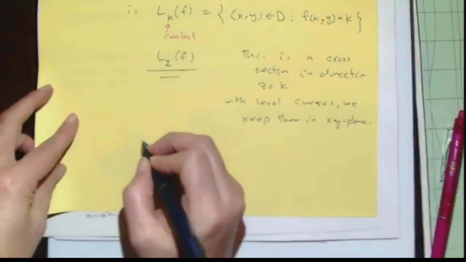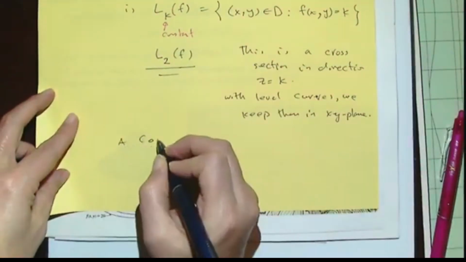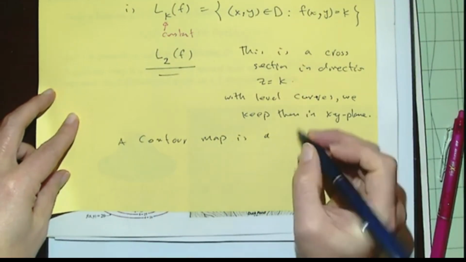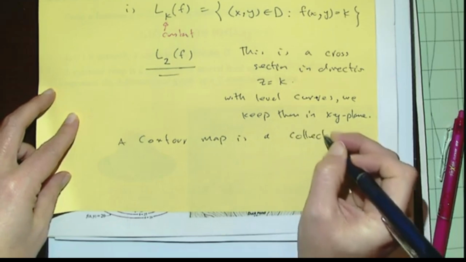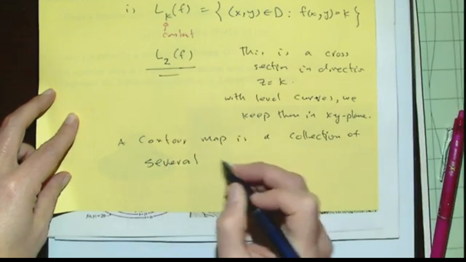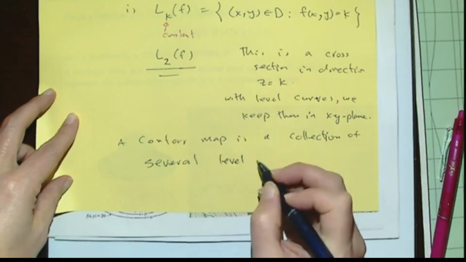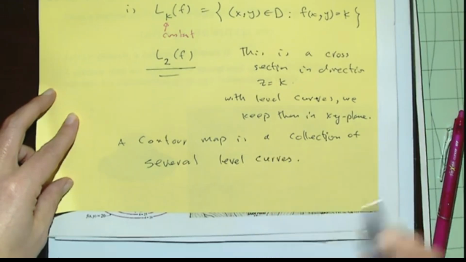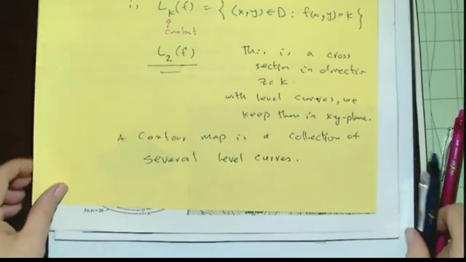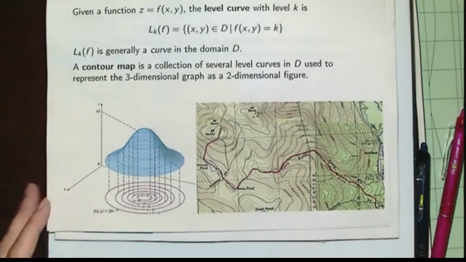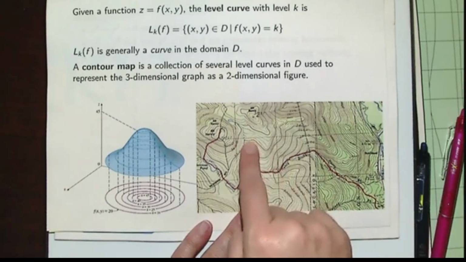So a contour map is a collection of several level curves. Level things or level curves. So you have them all together. Here's an example. Do you guys know what this is? So what do these lines tell you?